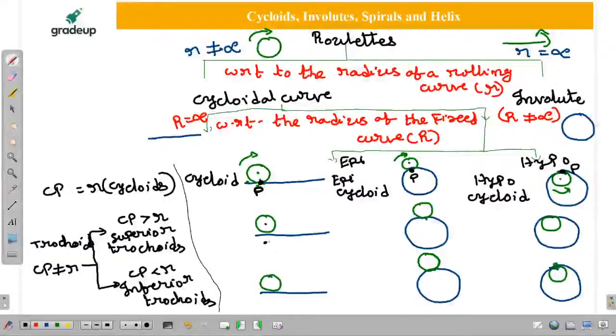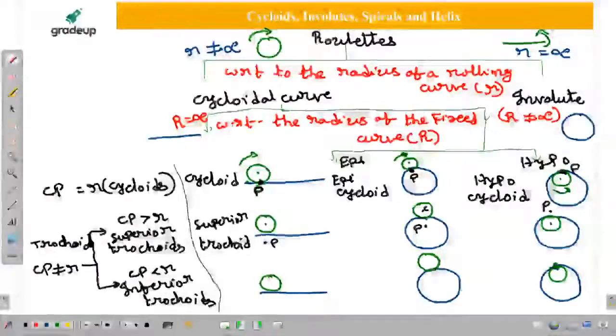But in the first case, we are going to consider the point away from the center. I am considering the point here, because here it is C. CP is greater than R. Now, what is it called? Superior trochoid. That's all. Trochoids means all these three will come. So this is superior trochoid.